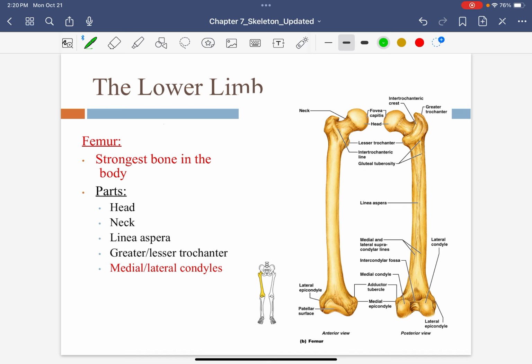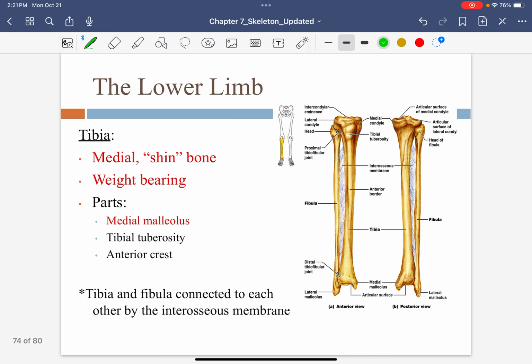Make sure you review the hip joint. The hip joint is going to be the head of the femur, fitting into the acetabulum of the pelvis. The knee joint is going to be the medial and lateral condyles of the femur fitting onto the tibia. So just review that, right? The knee joint is the medial and lateral condyles of the femur fitting into the top of the tibia. Let's talk about the tibia. The tibia is the bone that's larger, so because of that, it's more weight-bearing. The tibia has the medial malleolus.